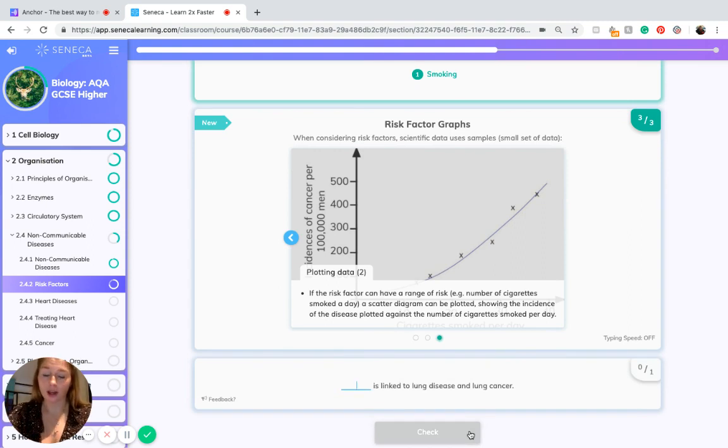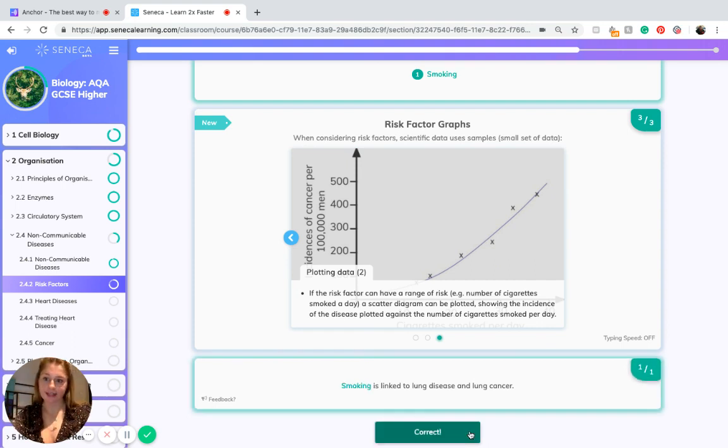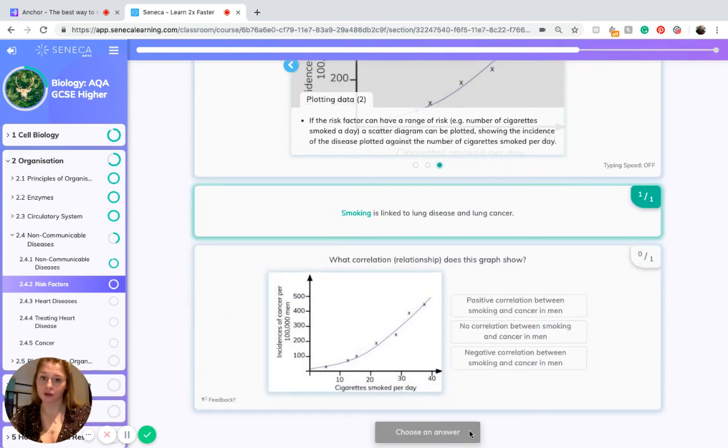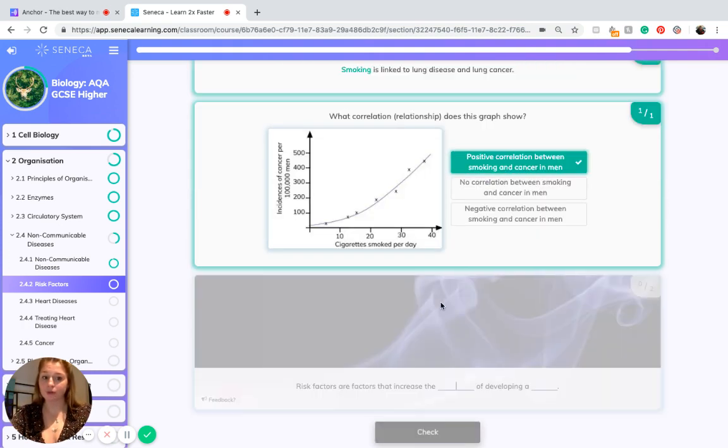So if we are going to use the example of cigarettes, we know that smoking is linked to lung disease and lung cancer. So that might be what you're investigating. So if we were to look at a graph where we were looking at the number of cigarettes smoked per day versus the incidences of cancer per 100,000 men, and we saw that as the number of cigarettes smoked per day was increasing, the incidences of cancer were also increasing, we would say that this is a positive correlation between smoking and cancer in men.